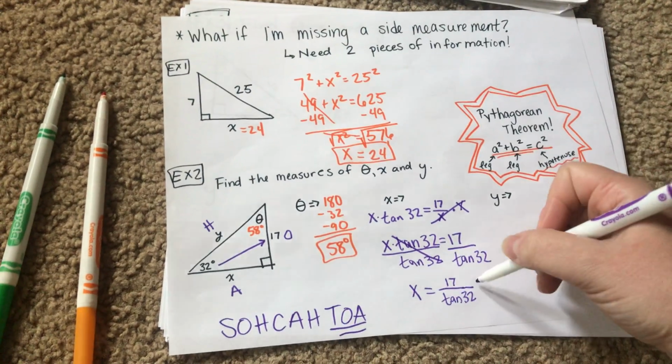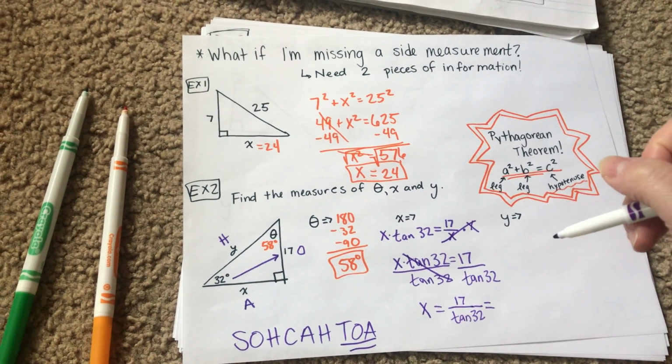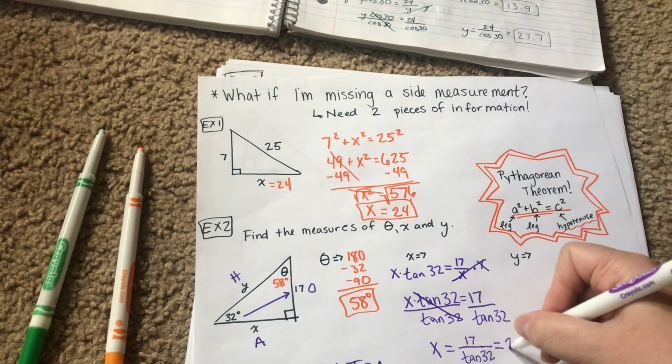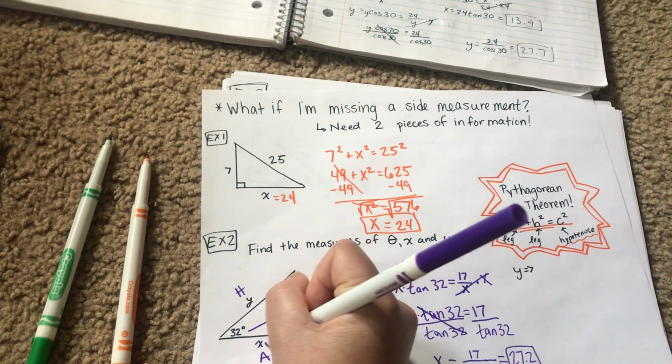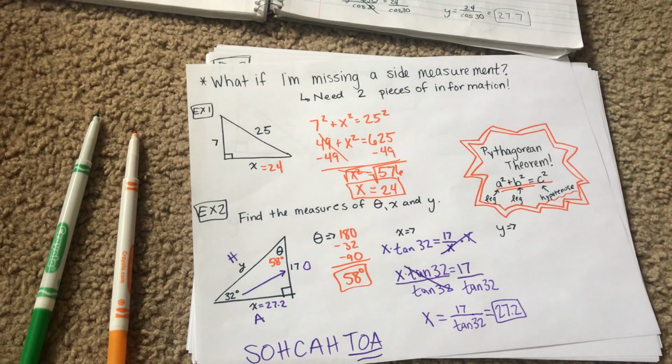So that I can actually type right in my calculator. I do 17 divided by tangent of 32, and I end up with 27.2. That is my side measure for x. I'm going to write that there. Again, I might be able to use that later.